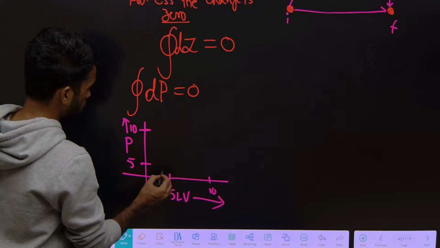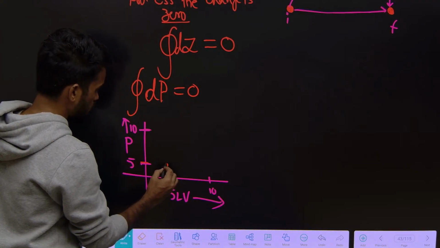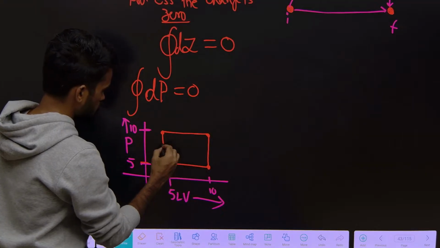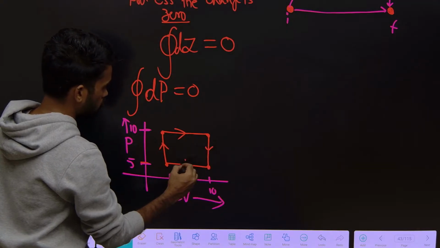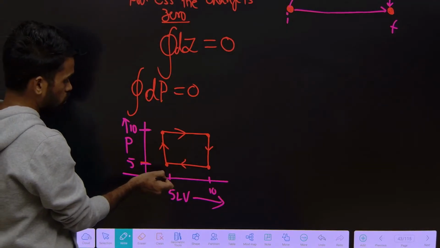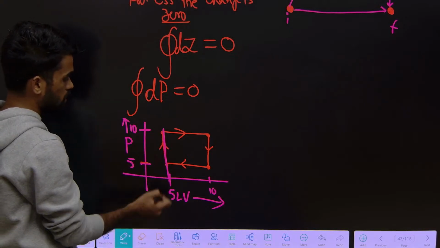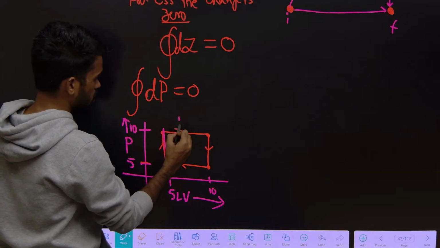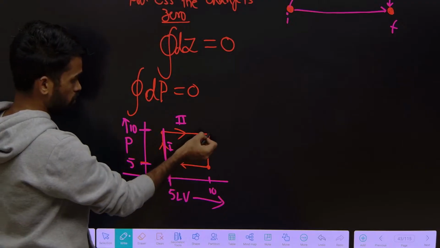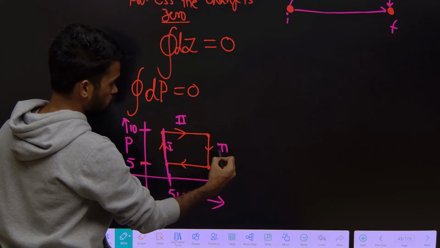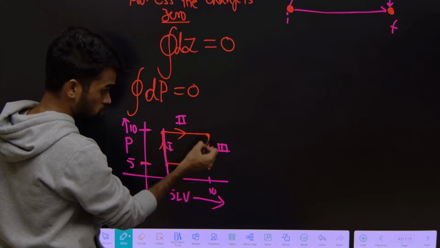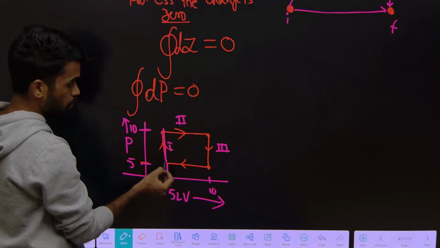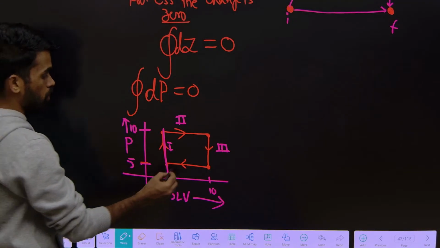Now you can operate this cyclic process this way. This is 1, 2, 3, 4. What are the processes involved? From here to here, volume is constant, so the first process is isochoric. From here to here, pressure is constant, so the second process is isobaric. In the third process, volume is constant, so isochoric. And again pressure is constant, so the fourth is isobaric.